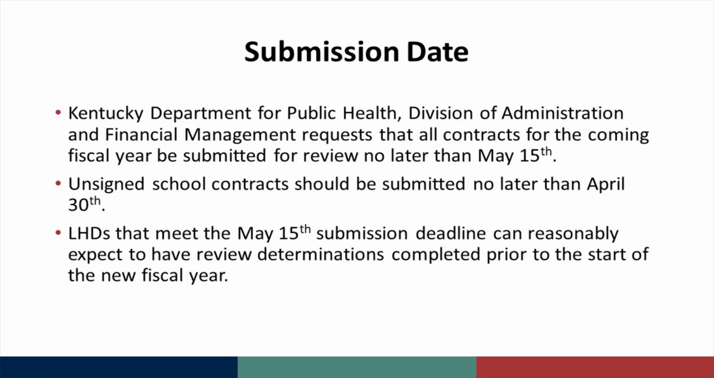Submission date of your contracts. Kentucky Department for Public Health, Division of Administration and Financial Management requests that all contracts for the coming fiscal year be submitted for review no later than May the 15th. Unsigned school contracts should be submitted no later than April 30th. Local health departments that meet the May 15th submission deadline can reasonably expect to have review determinations completed prior to the start of the new fiscal year.